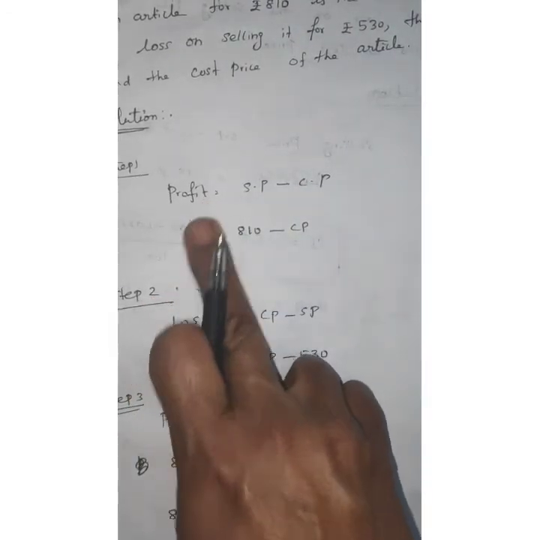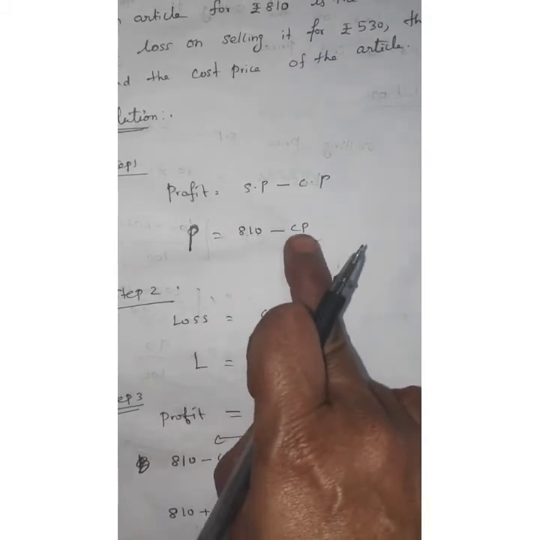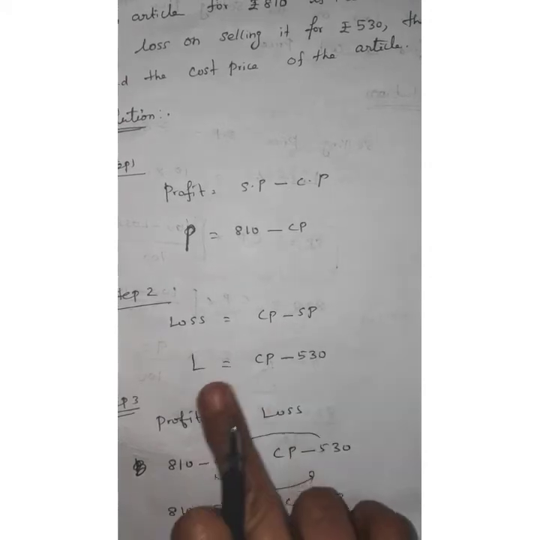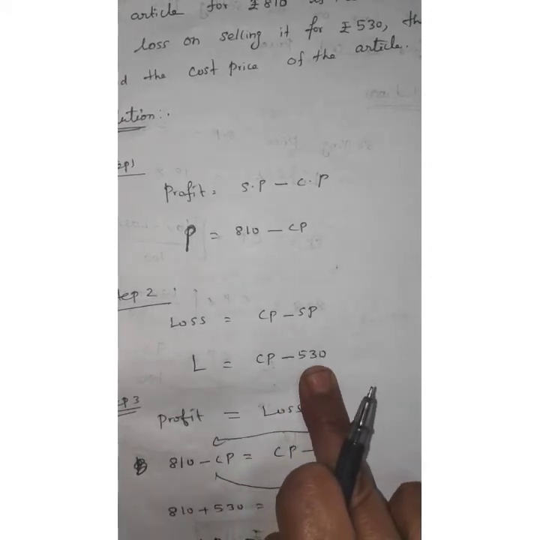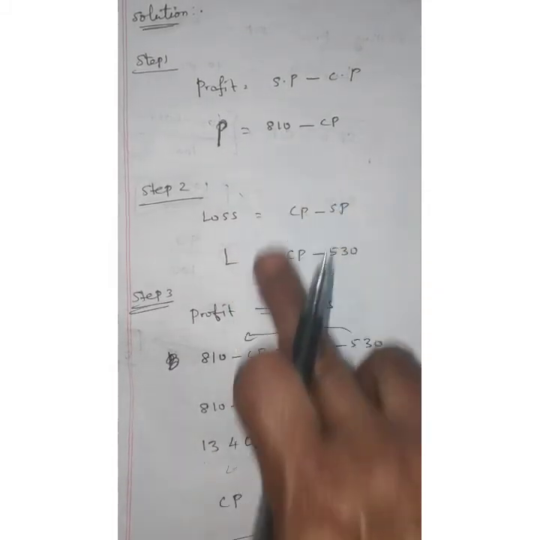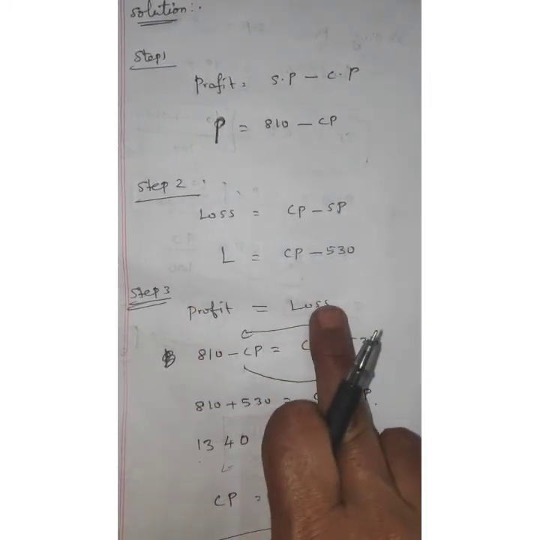Profit value is how much? We don't know, so write P equal to 810 minus CP. Step 2: for loss, the formula is CP minus SP. L equal to CP minus 530. Now both are given the same, so step 1 equals step 2. Step 1 answer is profit, step 2 answer is loss. Profit is equal to loss.